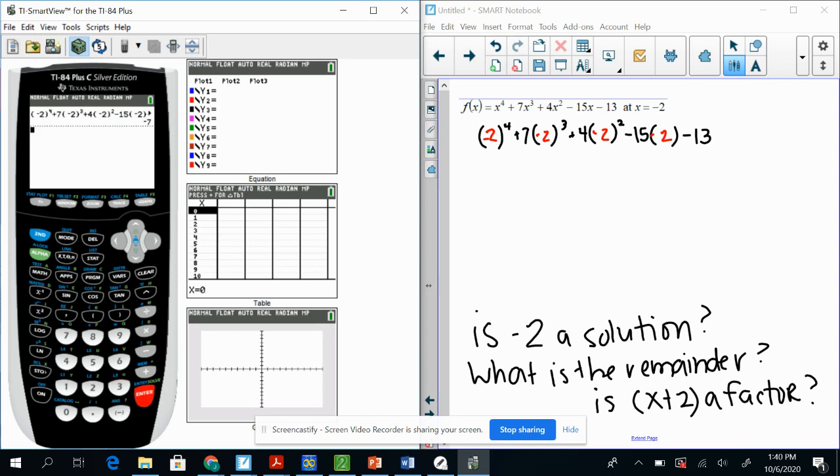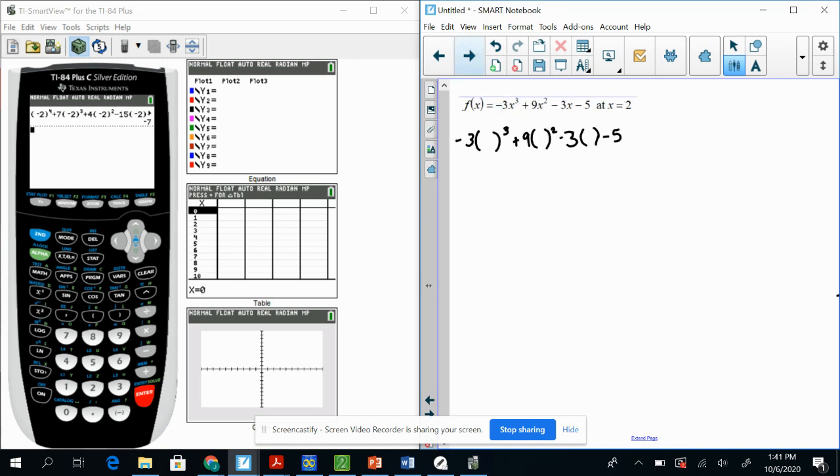And then we have our answer, and our answer is -7. So the remainder would be -7. So is -2 a solution? That would be a no, because there is a remainder, and that remainder is -7. And is x plus 2 a factor? That's a no, because there is that -7. Had this -7 been a 0, then both of these answers would have been yes.